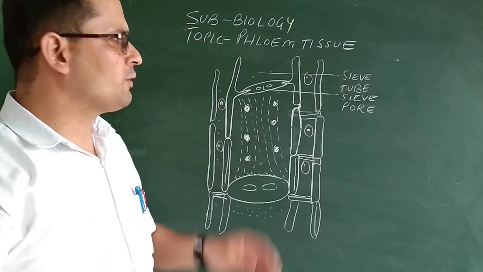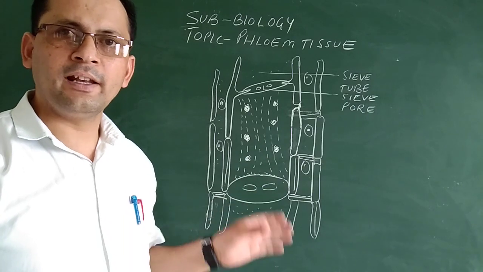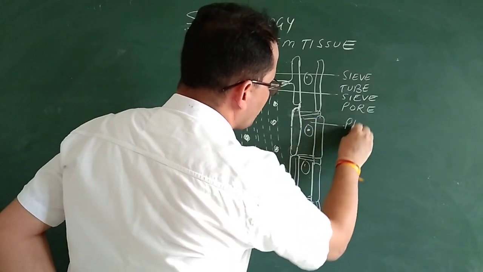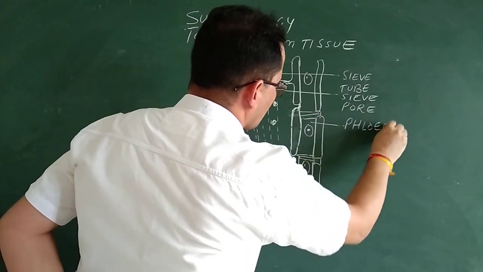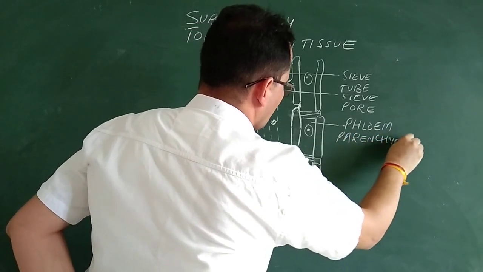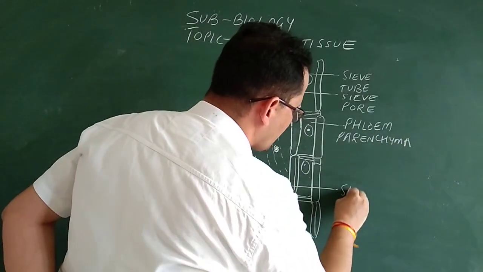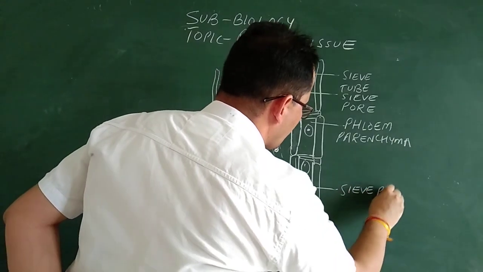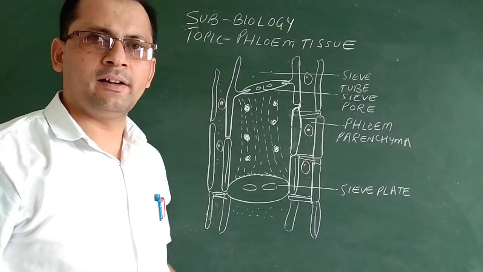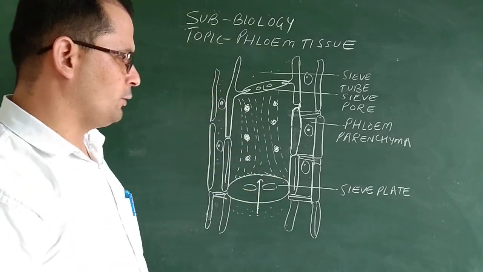Now what is the importance of this sieve pore? This sieve pore helps in the movement of the organic solutes. Then these are the phloem parenchyma. Then at the end of the sieve tube, you can see this is the sieve plate, like the sieve we have at home. Again, this sieve plate is perforated. It has pores, and again these pores help in the movement of the organic solutes.